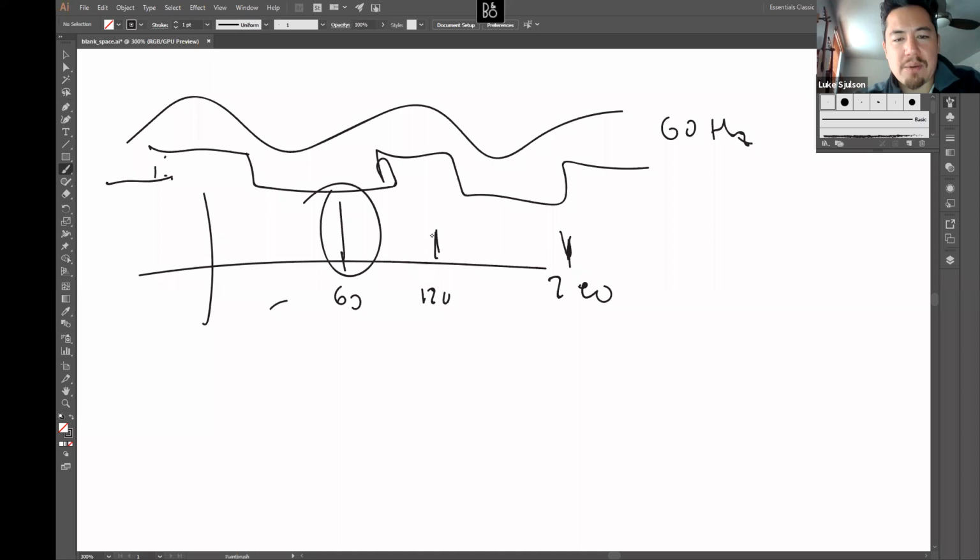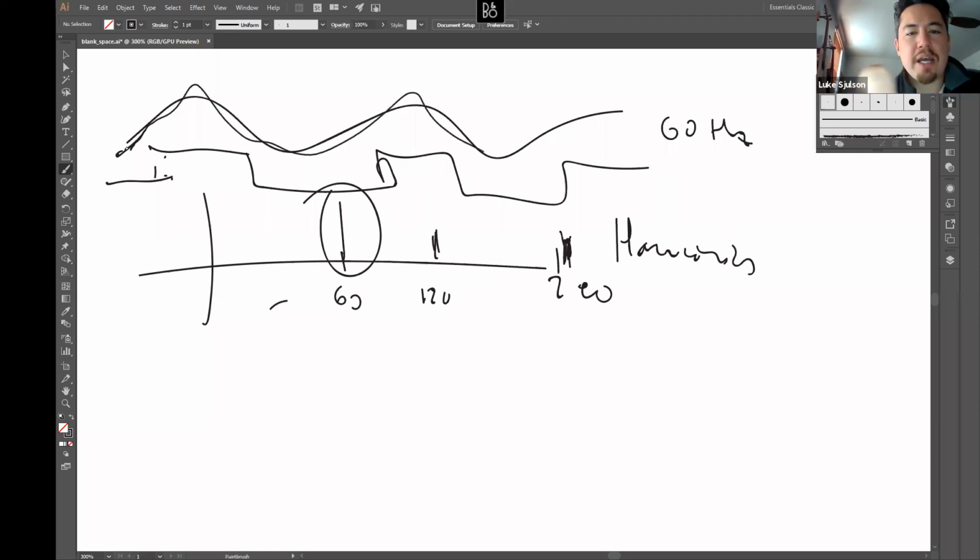But anyway, the idea here is that you have these, and these are called harmonics. What often happens with 60 hertz noise is that you get something that looks maybe more triangular, and that will have power out here.